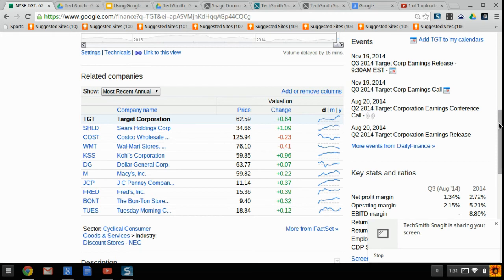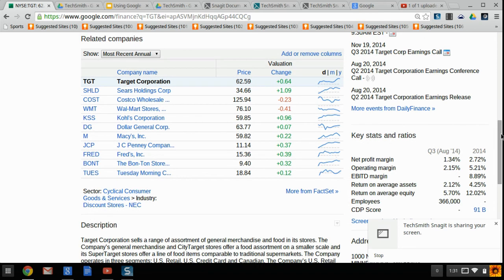Now, the first thing you're asked about is the sector and the industry that this company operates in. Underneath this list of competitors, you can see the sector. So Target operates in the cyclical consumer goods and services sector, and their industry is discount stores. So that's the sector and the industry that they're in.